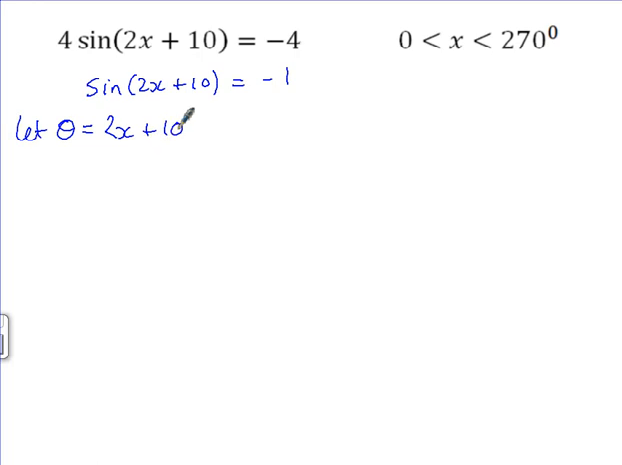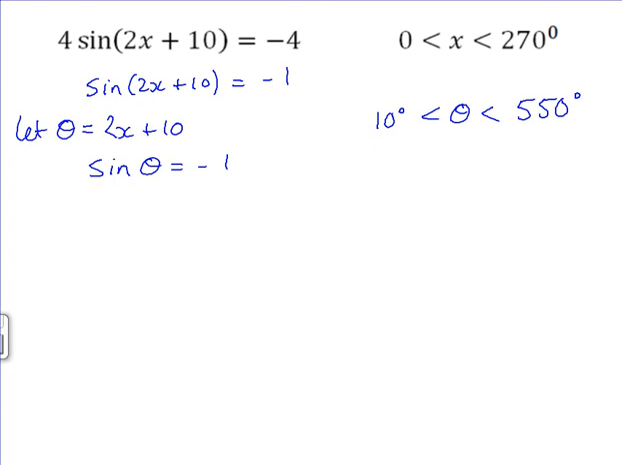And as we've seen before, as soon as we've made a substitution, we need to consider what happens to the interval. So in this case, theta can range between 10 degrees and 550 degrees. This then produces the equation sine theta is equal to -1.